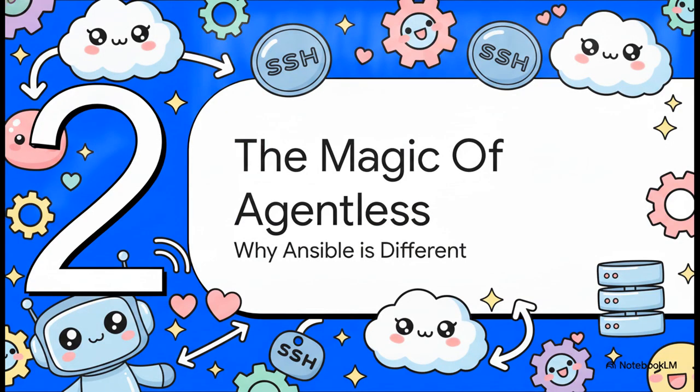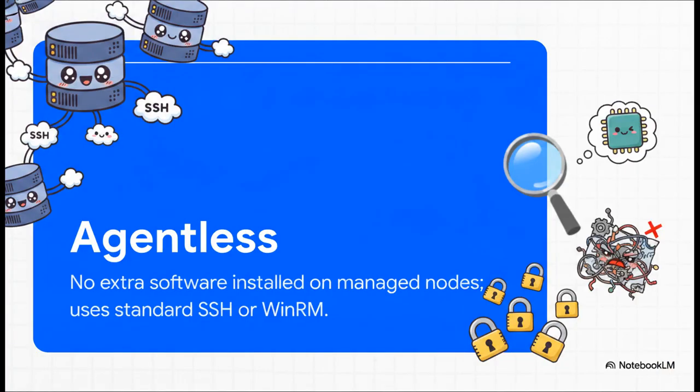Moving right along to Section 2, the magic of Agentless, why Ansible is different. Now this is a massive differentiator. A lot of other automation tools out there require you to install a piece of software, which they call an agent, on every single server you want to manage. But Ansible? Ansible is agentless.